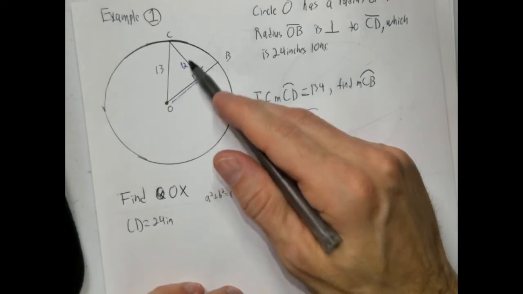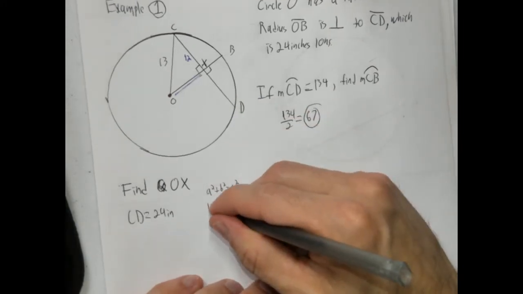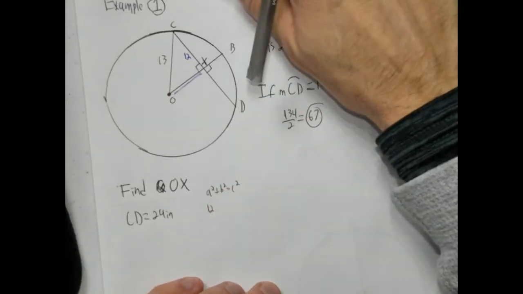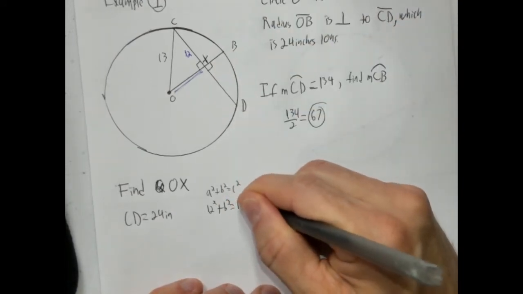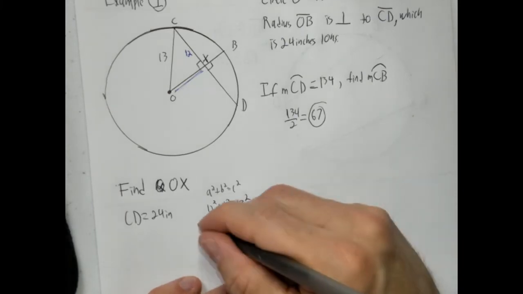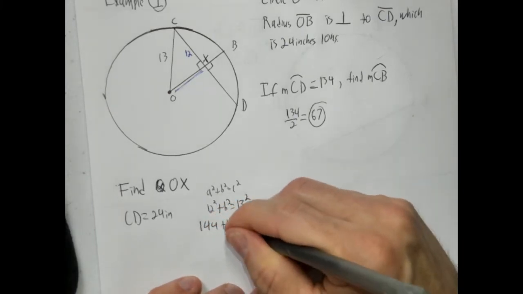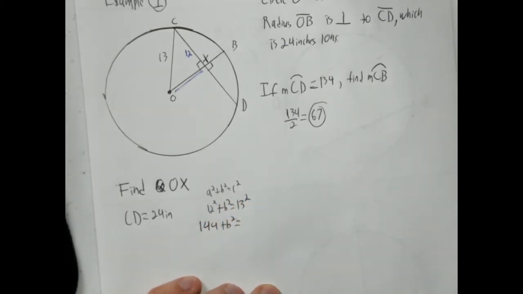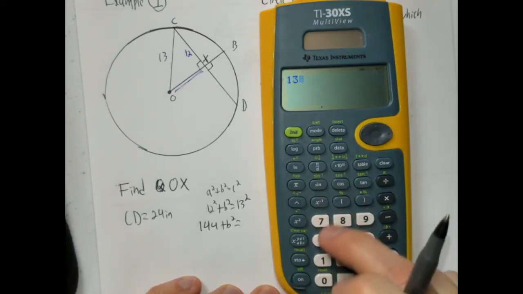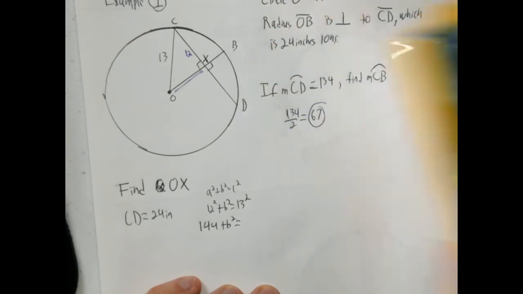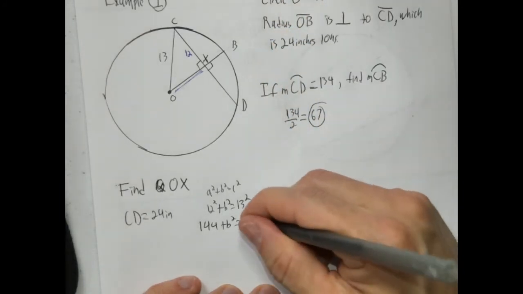A or b doesn't really matter. We'll say 12 is our a. So 12 squared, zoom in a little bit so you can see a little better. 12 squared plus b squared equals 13 squared. 12 squared would be 144. We don't know what b squared is. 13 squared, I believe, is 169. Let's just double check that. 13 squared is 169, yeah.